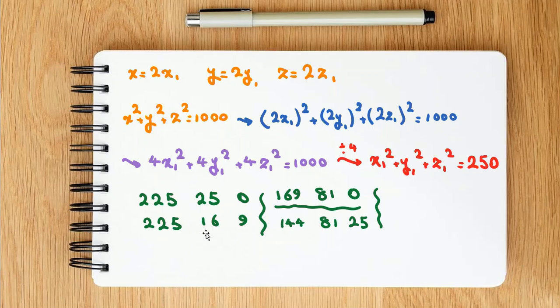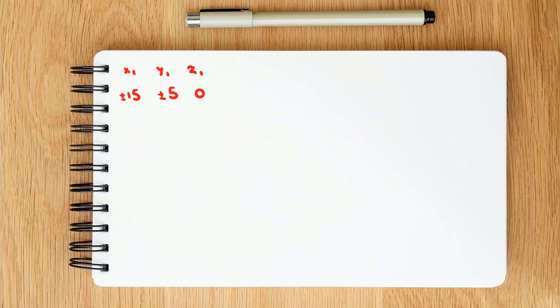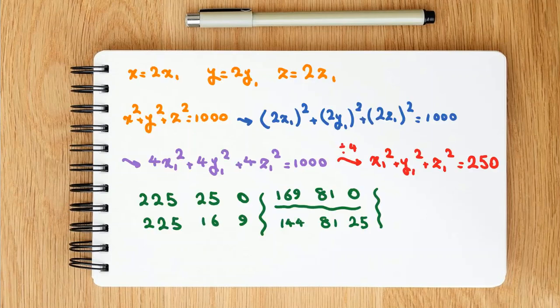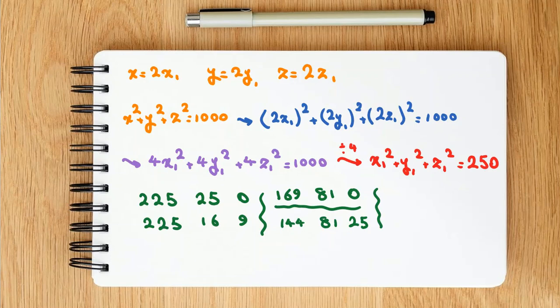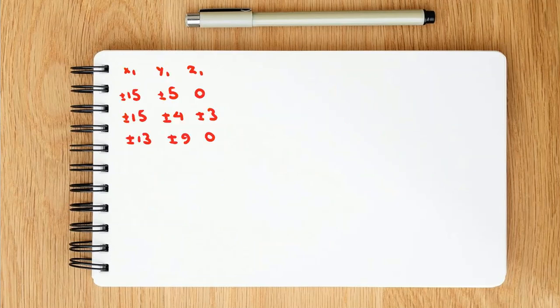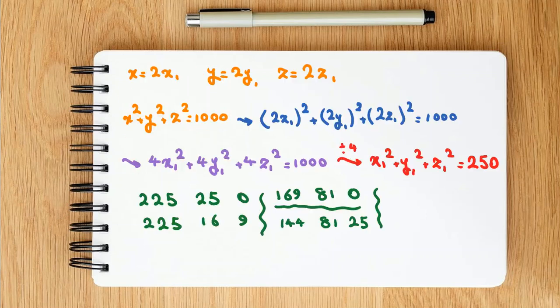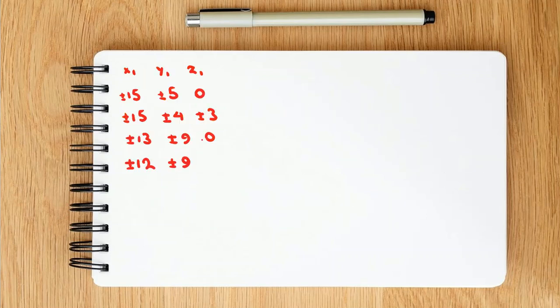The next one, 225, 169, 81. Then 169, 81, 0. And 144, 81, 25. 144, 81, and plus minus 5.